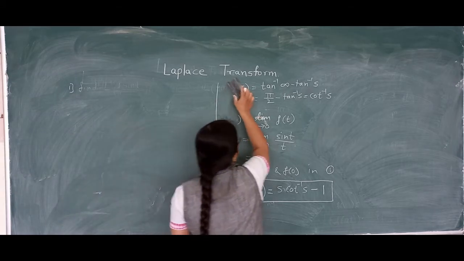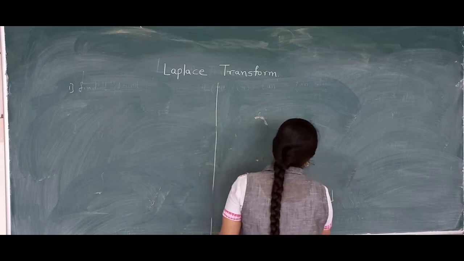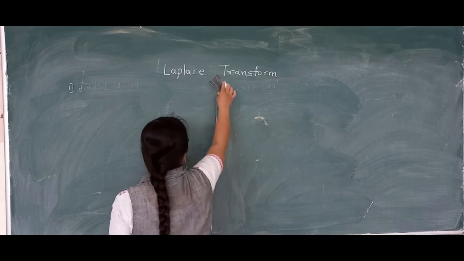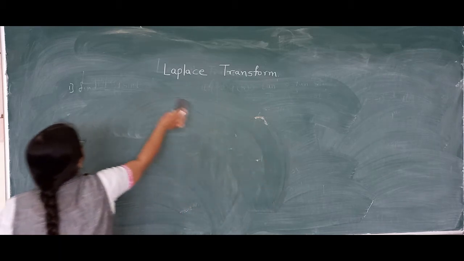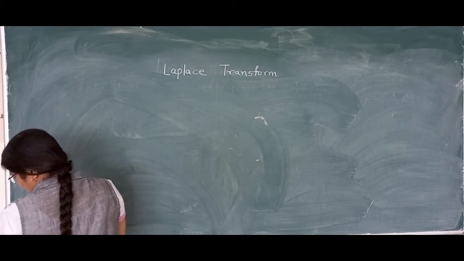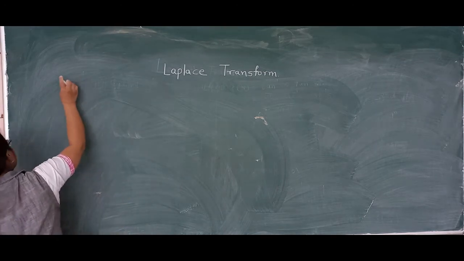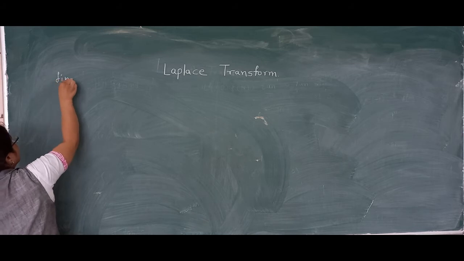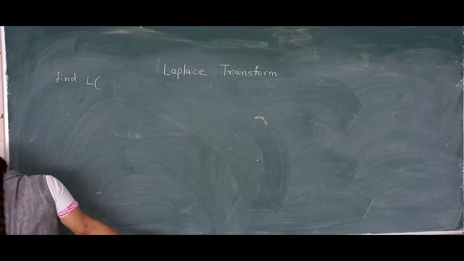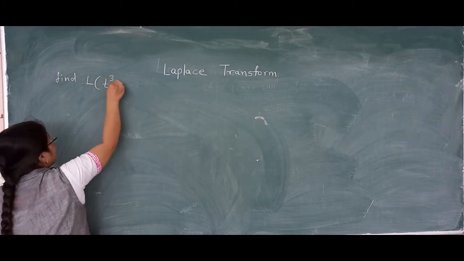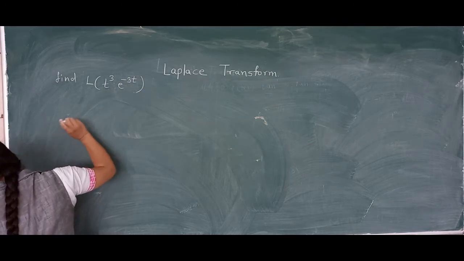This is one way. Another way is to find the derivative and then find the answer. But after taking the derivative, the terms will be enlarged, gigantic terms. So it is better to find the answer using the properties. Now, find Laplace of d/dt of t cube e raised to minus 3t.